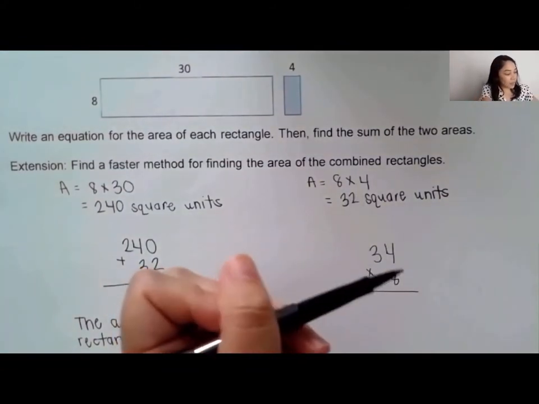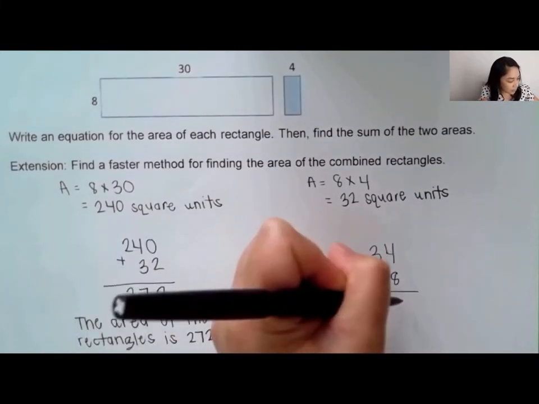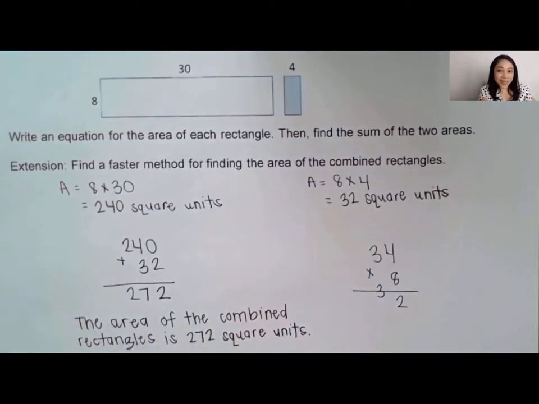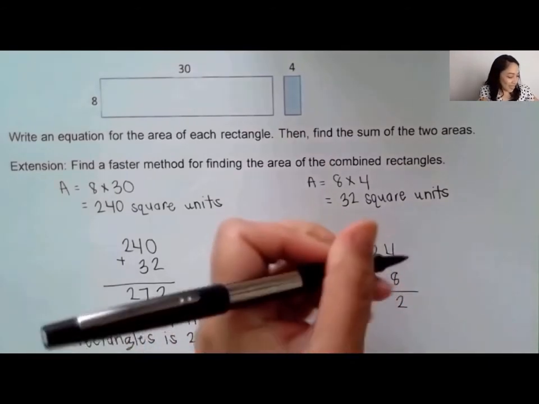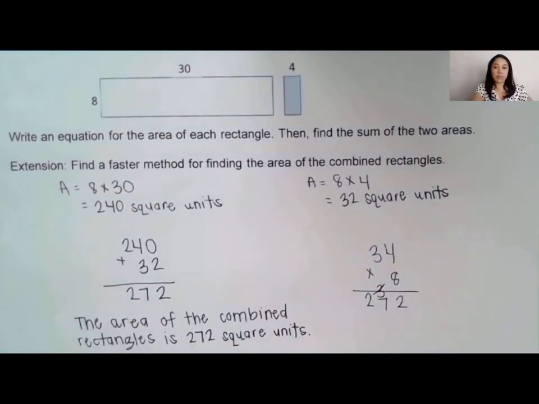Ready? 4 ones times 8 is 32 ones. 8 times 3 tens is 24 tens, plus 3 more tens is 27 tens. It also equals 272.